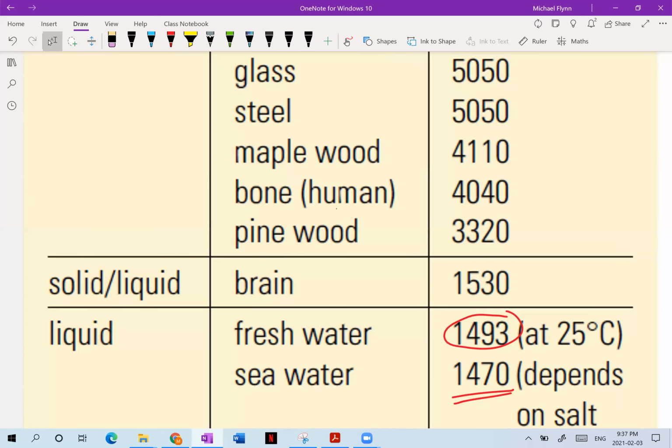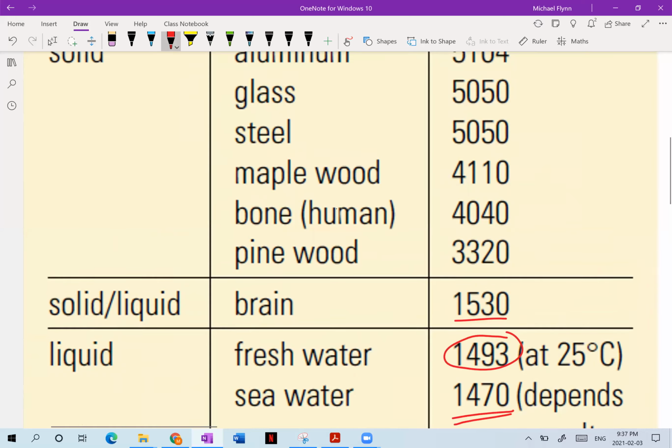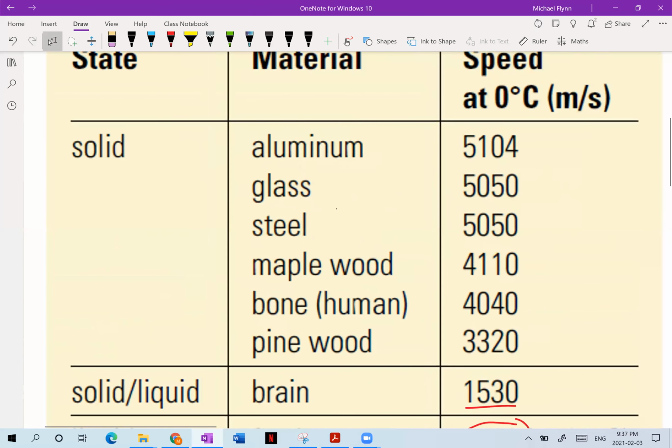Okay, here you have your brain. Inside your brain, sound waves will travel very fast, around the same speed as they do in fresh water. Now, in solids, it takes it up to a brand new level.